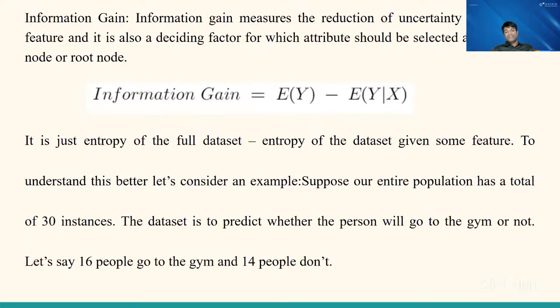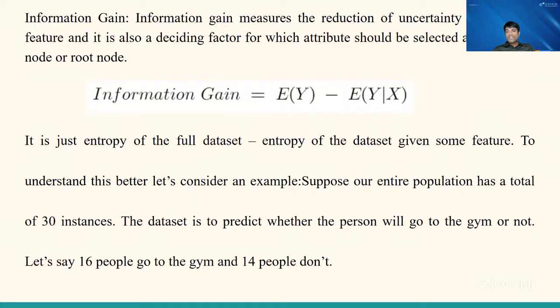Let us see a smaller understanding of what information gain is. Information gain basically reduces the uncertainty in the data set. For example, the formula is expectation of y minus expectation of y given x. It's not y divided by x, it is y given x. Y given x is nothing but the conditional probability, or the dependency of y on x.